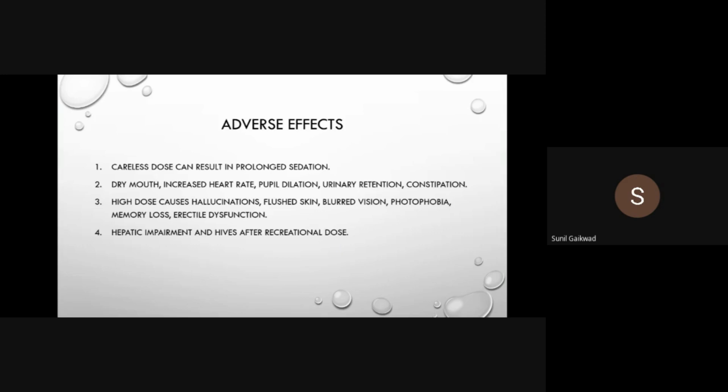Now its adverse effects. A careless dose can result in prolonged sedation. If we give a high amount of it in its diluted form to someone, it can result in prolonged sedation. The person can sleep for a long time. Very common side effects are dry mouth, increased heart rate, pupil dilation, urinary retention, and constipation. All these will take place when you take it for a long period of time. That means you take one tablet for a long period of time, so these symptoms can take place. But what if you take an overdose at one time?